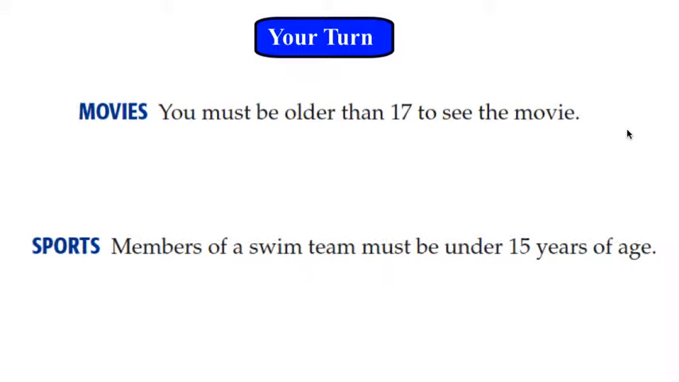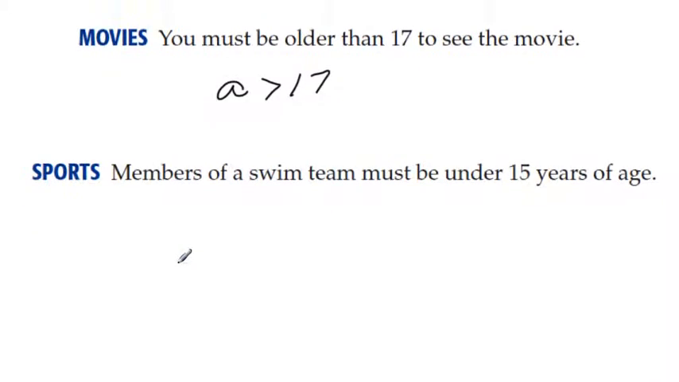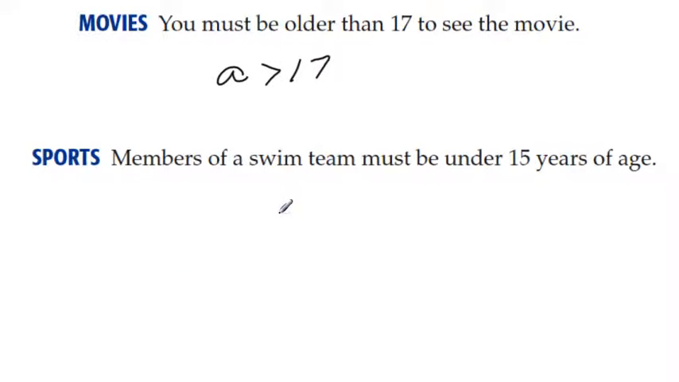Here are a couple for you to try. Go ahead and pause the video and see if you can come up with an expression for each of these sentences. Alright, hope you gave those a try. Let's take a look at what we have here. It says you must be older than 17 to see the movie. So that means your age must be greater than 17. In a sports situation, members of a swim team must be under 15 years of age. So in this scenario, their age must be less than 15.